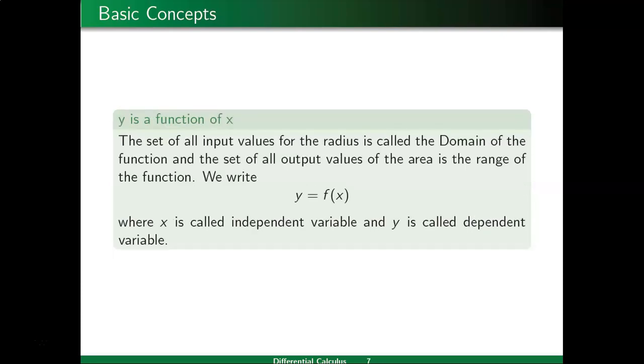Right? So we say y is a function of x, and we write it as y equal to f of x, where x is called the independent variable and y is called the dependent variable. Now the set of all input values of x, in the last example the set of all input values of radius r, is called the domain of the function, and the set of all output values of the area, capital A, will form the range of the function, right?